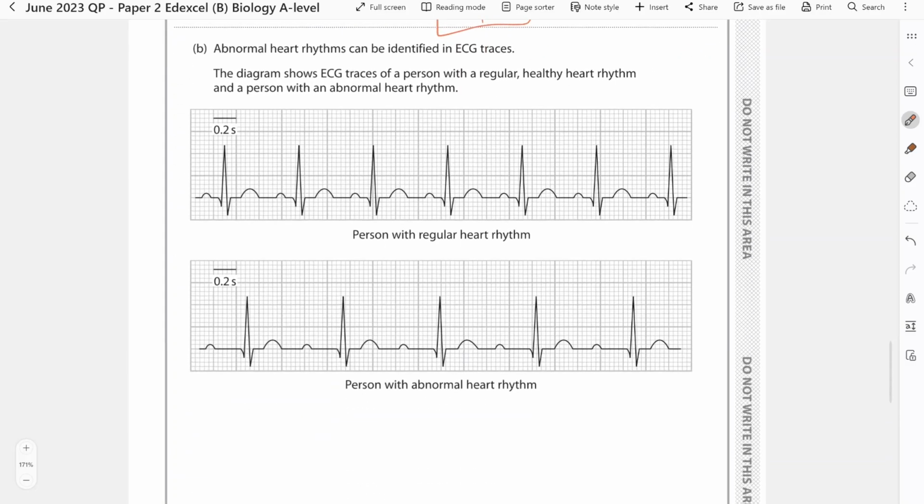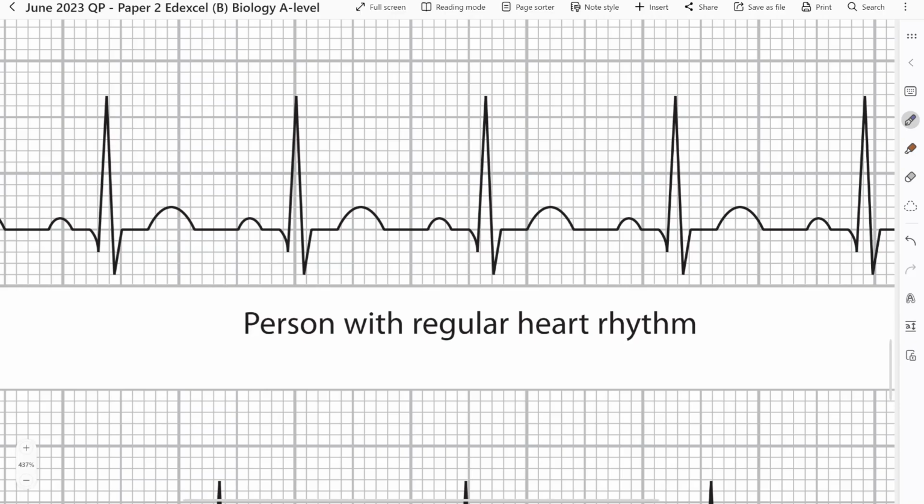An abnormal heart. Abnormal heart rhythms can be identified in ECG traces. ECG stands for electrocardiogram. The diagram shows ECG traces of a person with a regular, healthy heart rhythm and a person with an abnormal heart rhythm. All right, we can see those two here. So I've zoomed in so you can see this here. This is the P wave. This is caused by atrial depolarization, which causes the two atria to contract. So that's known as atrial systole.